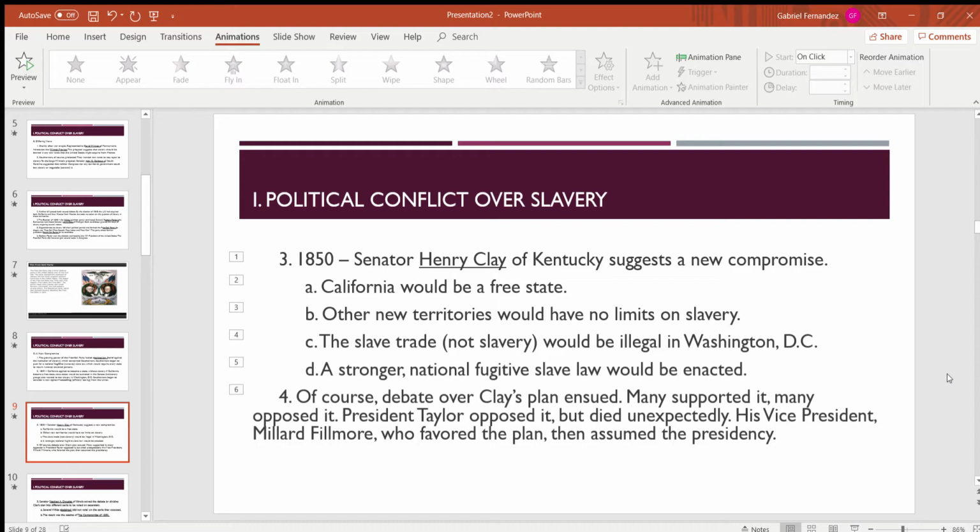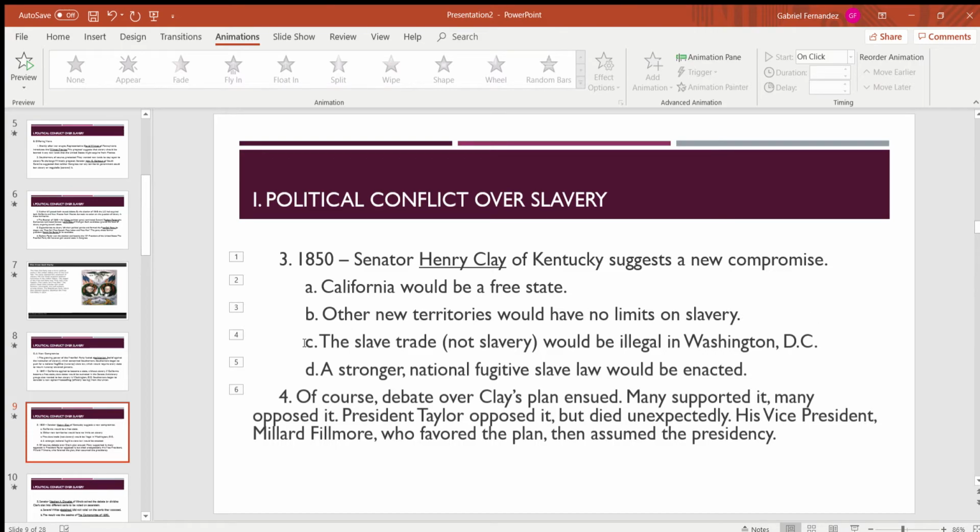So one year later, 1850, Senator Henry Clay of Kentucky suggests a brand new compromise. His compromise is broken up into four parts, which I've labeled A, B, C, and D here. Part one of his compromise said that California would in fact be a free state. However, on the other hand, he said that other new territories would be given no limits on slavery. They'd be allowed to enforce slavery as much as they wanted to, or limit it as much as they wanted to.